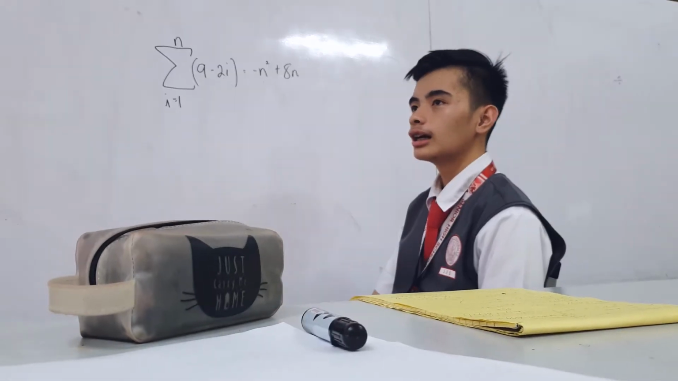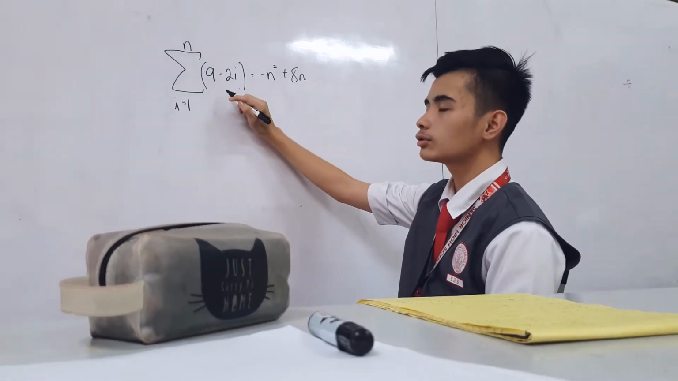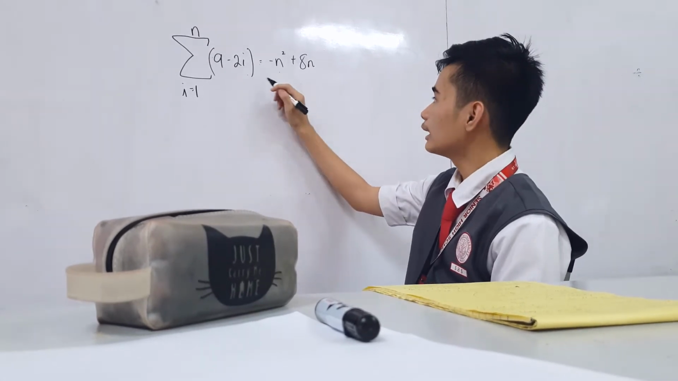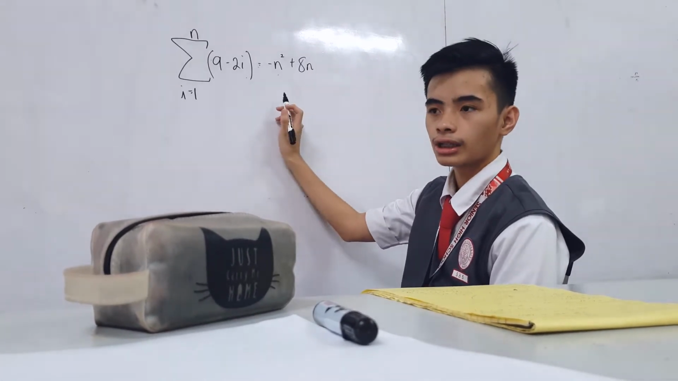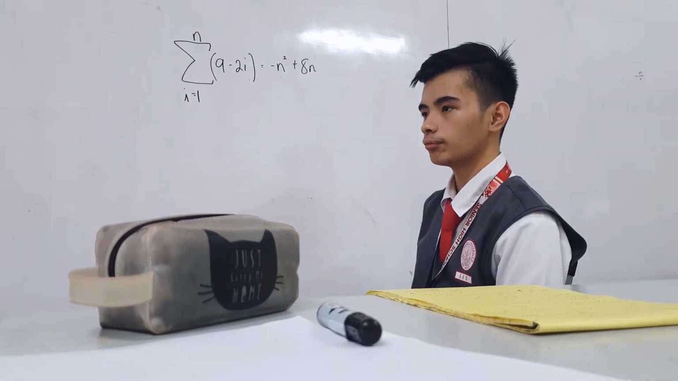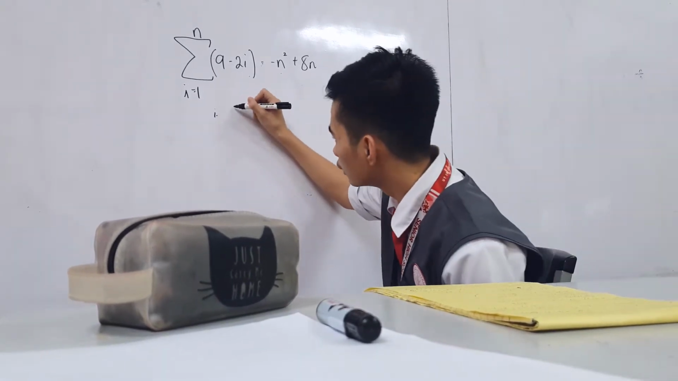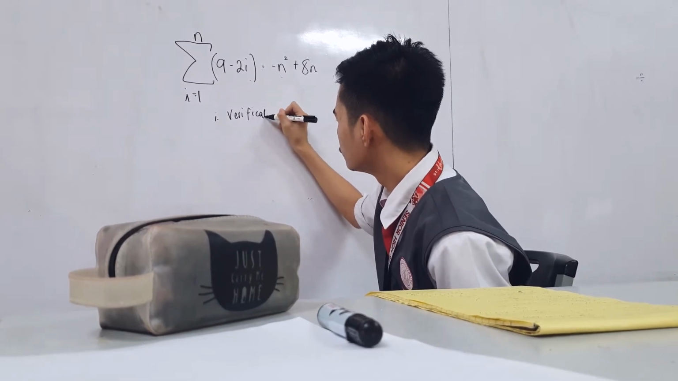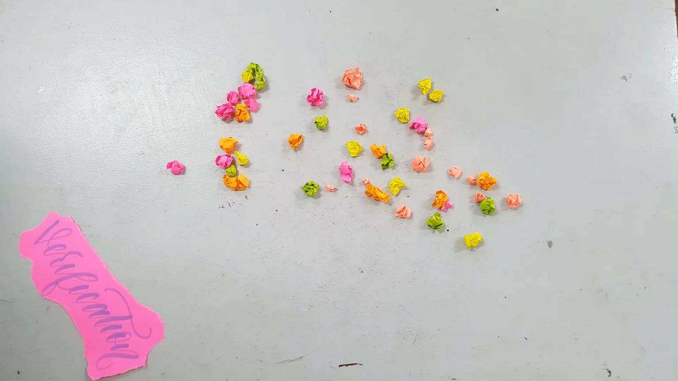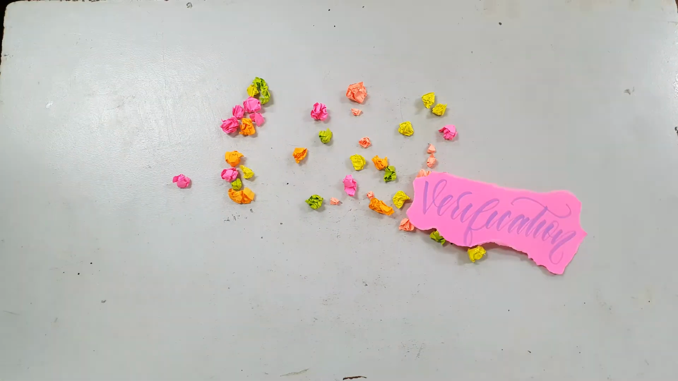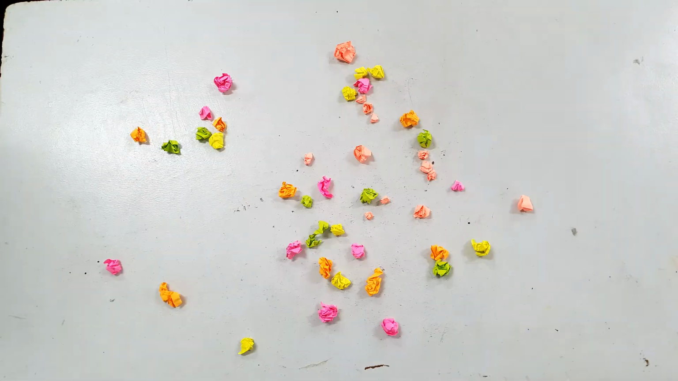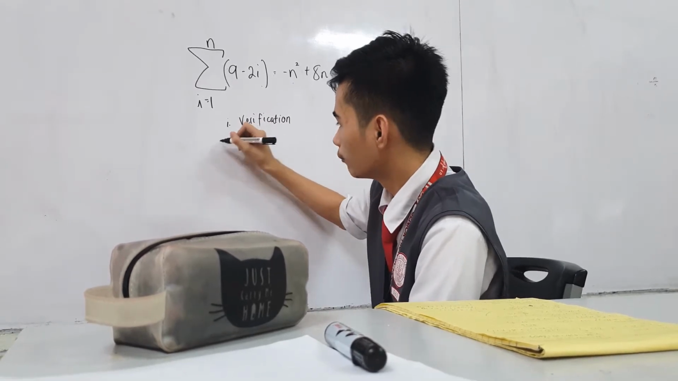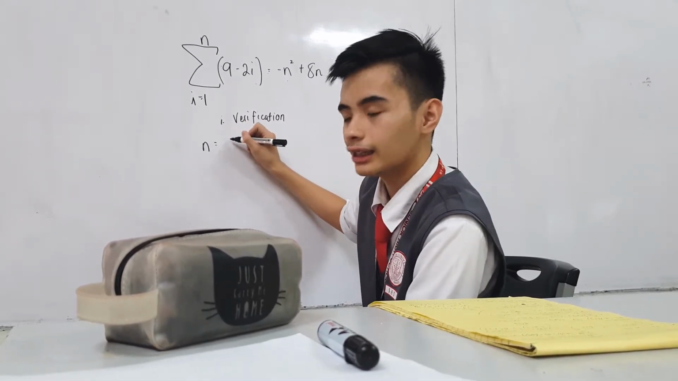Today I'm going to prove the summation of 9 minus 2i, where i is equal to 1 to n, is equal to negative n squared plus 8n. So the first step in mathematical induction is the verification. Then we will substitute any positive integer to n. Let's try n is equal to 1.